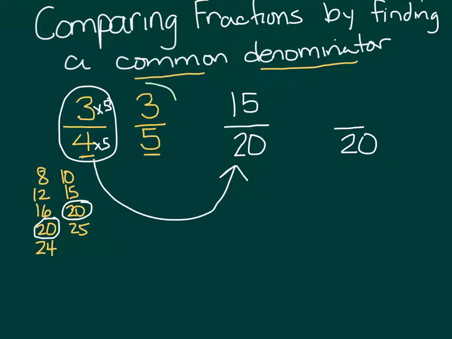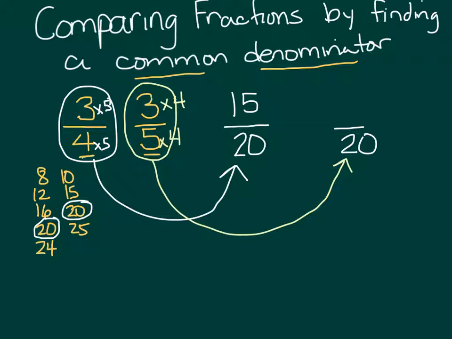I'm going to do the same thing with this fraction over here. What did I do to 5 to make it 20? I multiplied it by 4. And if I do it to the bottom, I have to do it to the top, which means my 3 is multiplied by 4, which makes it 12.